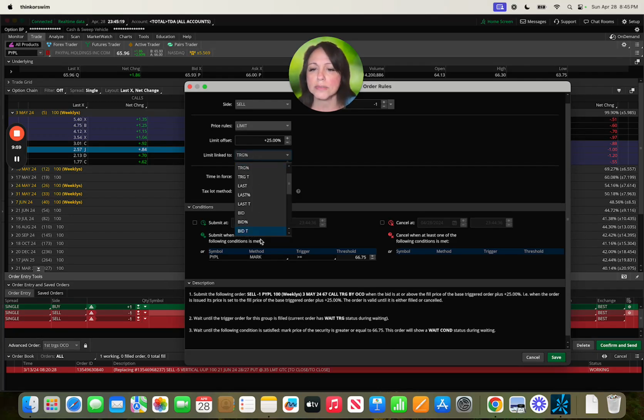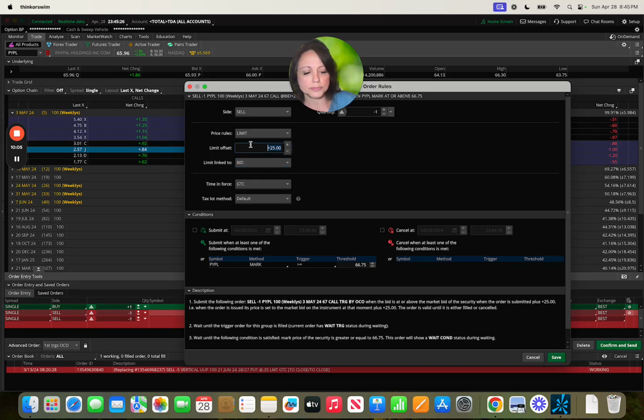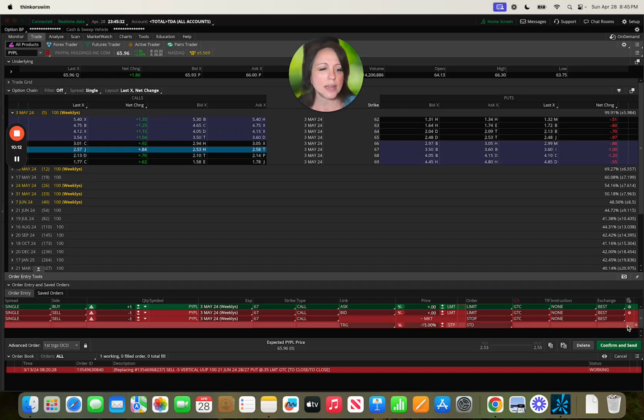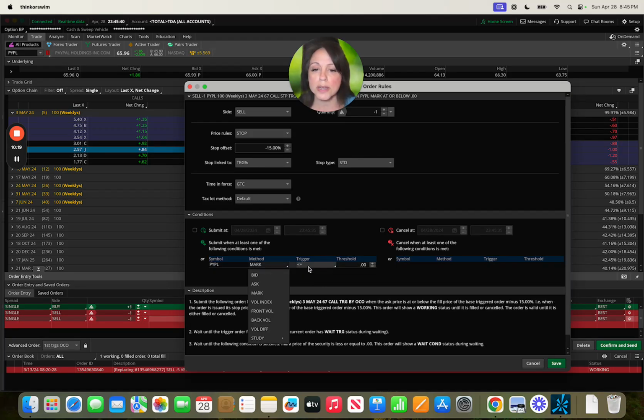That's going to be a limit. We're going to sell the bid, and we're going to make this 0, 0. And now I have my profit target in there. And now I'm going to go over here to this gear shift, and I'm going to do the same thing for here, but I'm going to do my stop loss. We could leave this for 15%, or you could use the stock price. So I'm going to use the stock price. That's always mark. This is going to be less than.